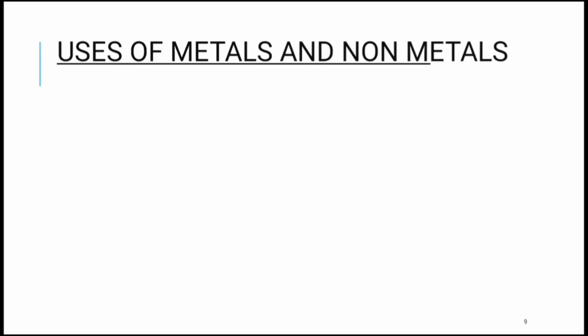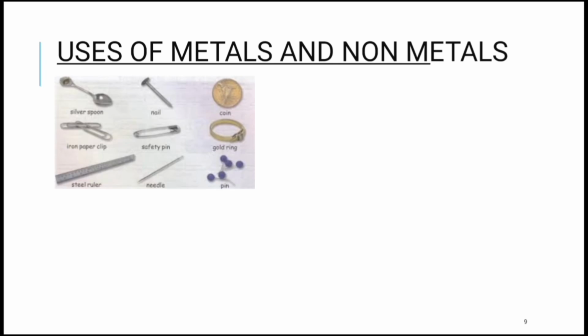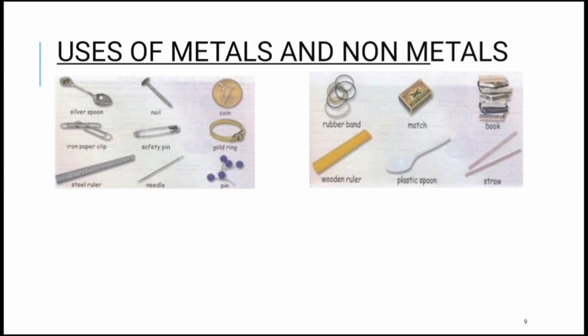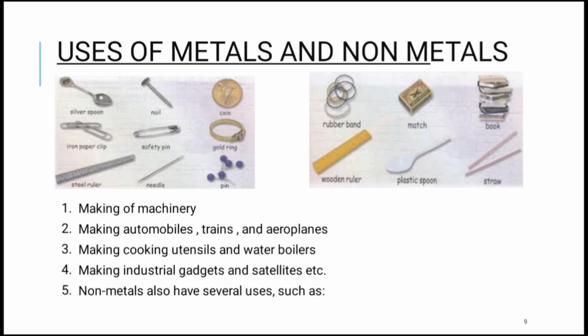Next, let us see the usage of metals and non-metals. In the first picture you can see a silver spoon, nail, coin and so on. They are all made of metals, and you can see them in your home also, like nail, silver spoon and coins. In the second picture you can see a rubber band, match, book and so on. They are all made of non-metals.